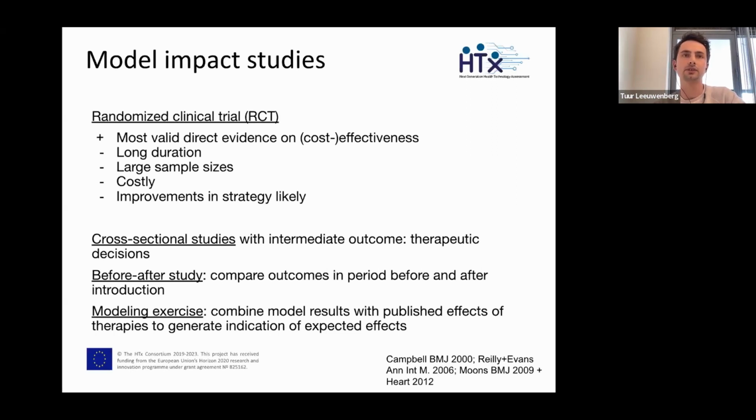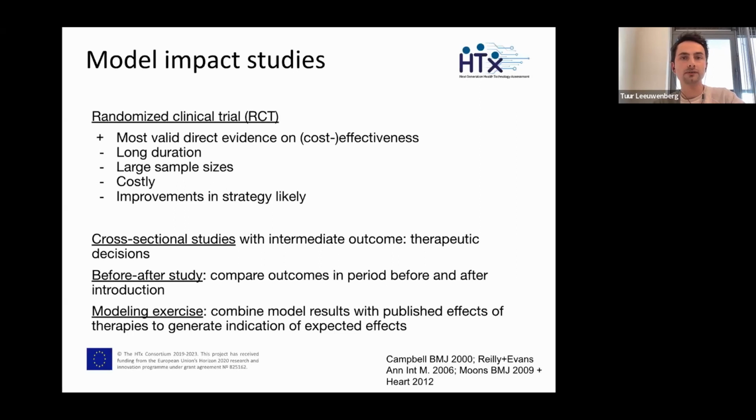And then you could also do a cross-sectional study with an intermediate outcome, where you just see if the decisions made by the physician change when they use the model, and how they change. So you don't directly evaluate the final outcome that you're interested in, but you could do this study a lot faster. And if the physician, in the extreme case, wouldn't use the model, then you would already identify it at the start and not at the end, so to speak.